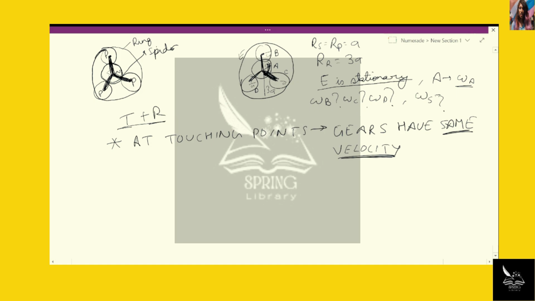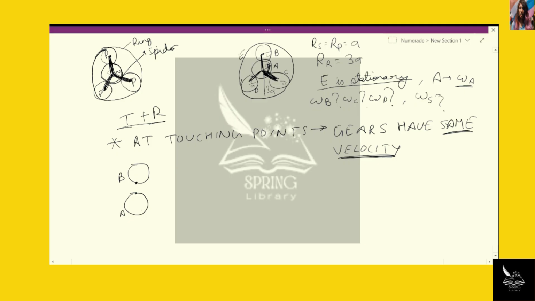So let us look at A and B first. So this is the sun gear, the gear A, and it's rotating, let's say, in this direction. We know that the outer gear E is stationary, so velocity here is going to be 0, and velocity here is going to be the same as velocity of this guy, omega A. So let's draw them slightly away so that we can analyze them separately. So this is A, and this is B, and this is the touching point. I'm just drawing them separately, but these points are touching.